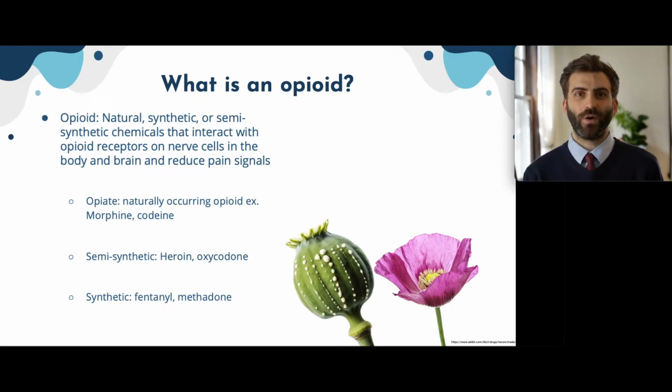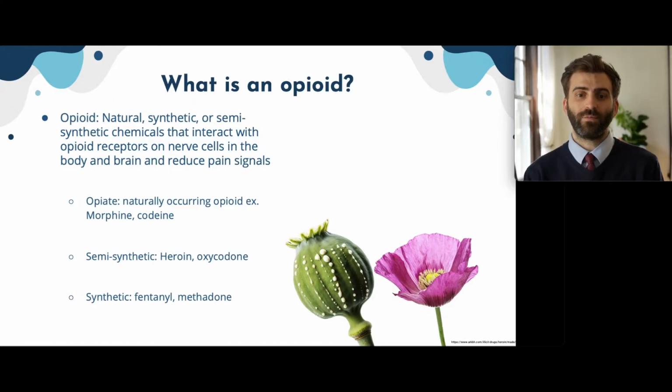First, I wanted to start with what is an opioid. An opioid is any natural, synthetic, or semi-synthetic chemical that positively affects the mu-opioid receptor and other opioid receptors. This will work on nerve cells in the brain and body and reduce pain signals. Under the big umbrella of opioids, there are naturally occurring products, which are classified as opiates, semi-synthetic, and full synthetic. But whether it's an opiate, semi-synthetic, or full synthetic, it all falls under opioid.